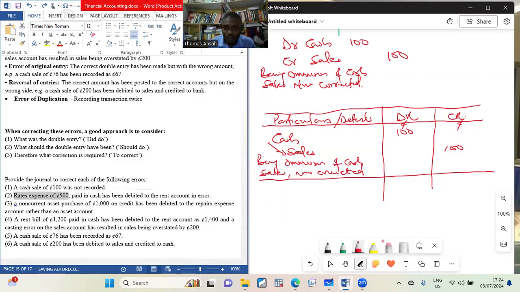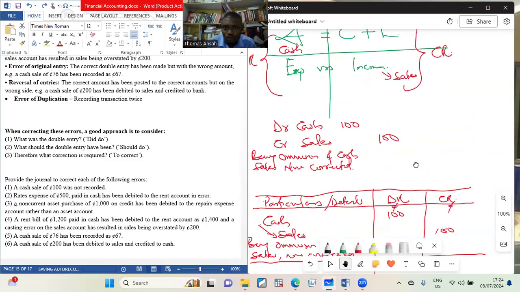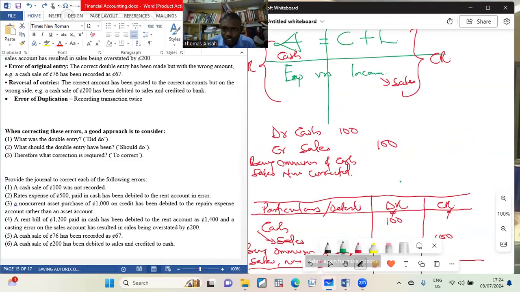So, like I said, you can repeat their mistake. How do you repeat their mistake? This is what they did. Let's say you have rates and you have rent. What have they done? Rent expense paid in cash has been debited to the rent account. So this one has been debited, 500. But it shouldn't be like this, which means the cash side is correct. The credit has been done, but this is the problem. So how do we correct this?